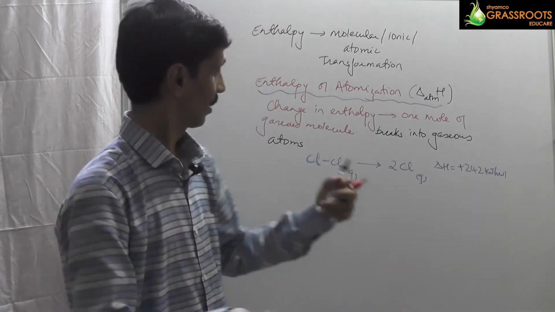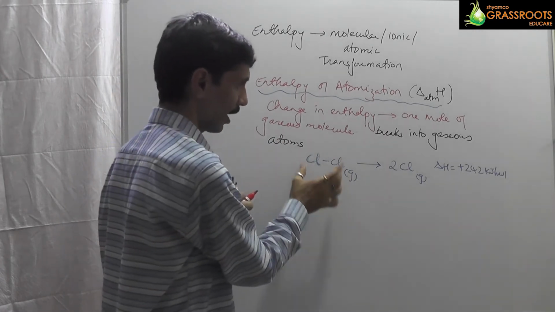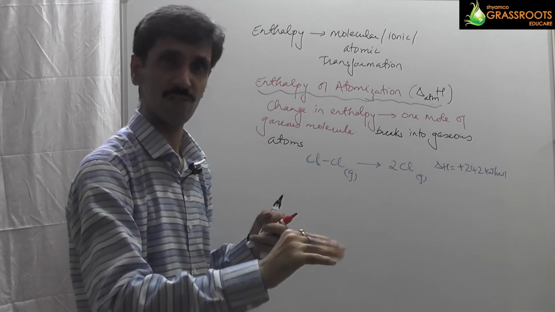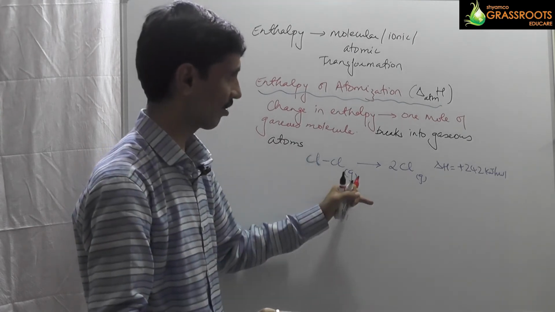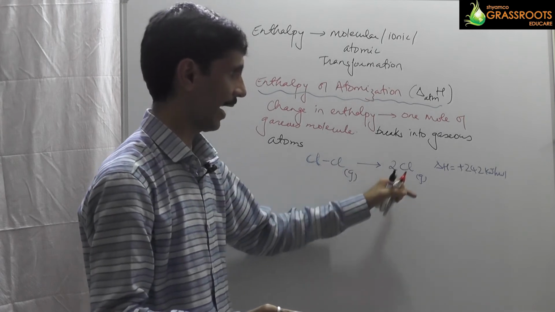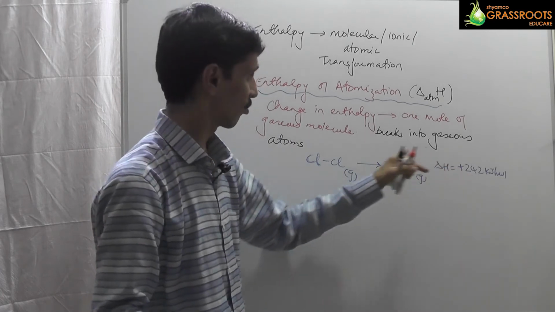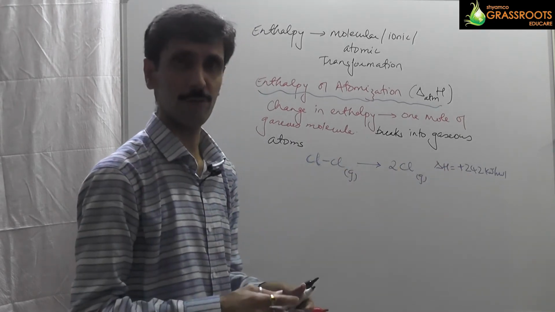Next I talk about electron gain enthalpy, where the electron is gained, so energy is released, so it is exothermic. Now we are talking about enthalpy of atomization, where we talk about a molecule, and those molecules will break down into atoms, okay, like this. So the chlorine molecule breaks down and the energy required is 242, so as to break this one molecule of chlorine.